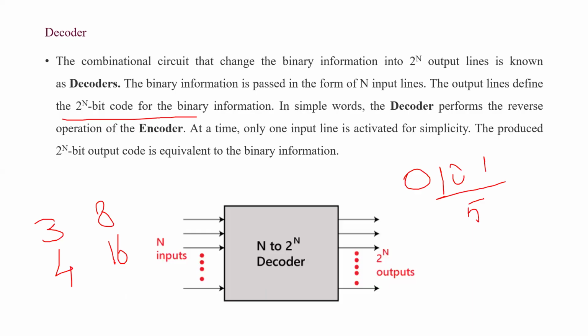Another example is the TV remote control. When you press a volume button, the remote sends a binary code. The TV decoder interprets the binary code and performs the corresponding action, like increasing the volume. Hence, the decoder converts binary information into meaningful output. That's the meaning.